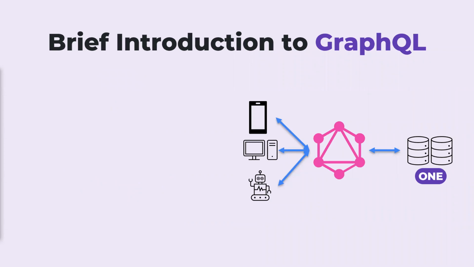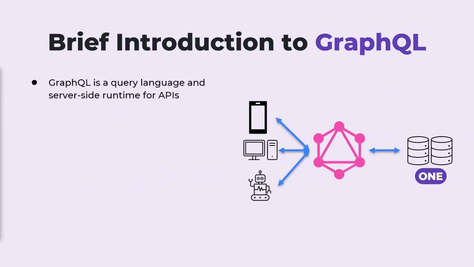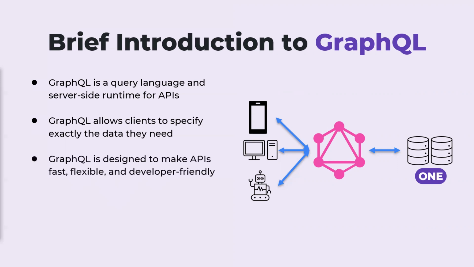So what is GraphQL? GraphQL is a query language and server-side runtime for APIs. It allows the client to specify exactly the data they need with a query. It is fast, flexible, and developer-friendly. It minimizes the amount of data that need to be transferred over the network and enables front-end and back-end developers to work independently. It is not tied to any specific database or storage system. It is backed by code and data, so in a sense, it is database agnostic and can be used in any context.